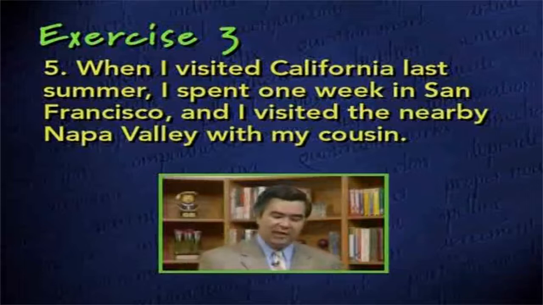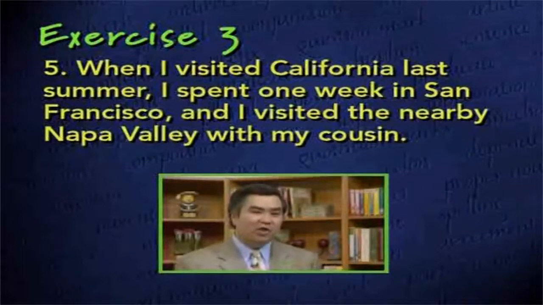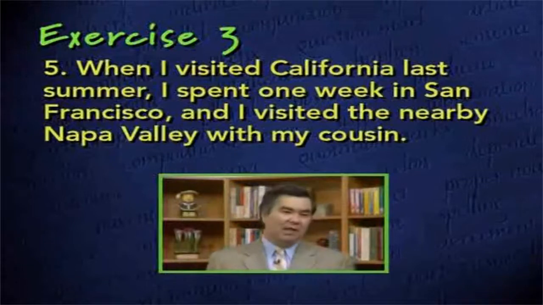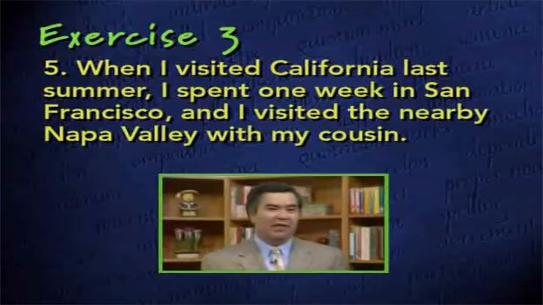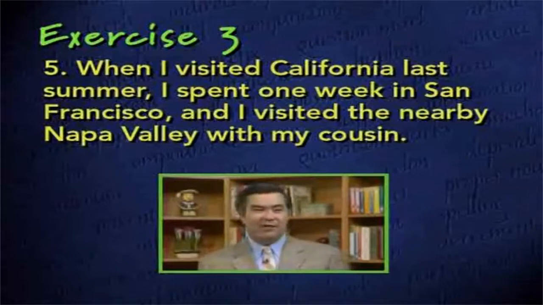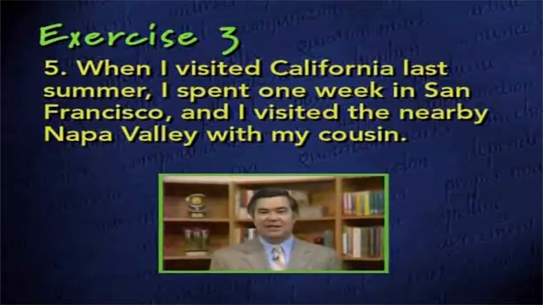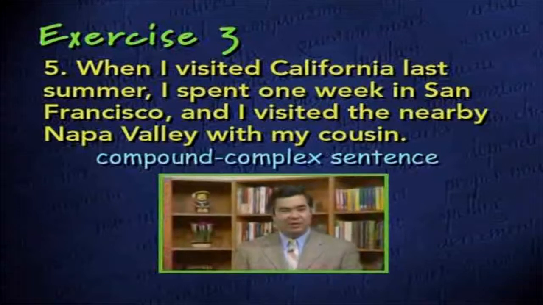The next clause reads, I spent 1 week in San Francisco. This is an independent clause. It could stand alone as a sentence. The last clause reads, I visited the nearby Napa Valley with my cousin. Again, it's another independent clause, and it could also stand alone as a sentence. So in this case, we have a subordinate clause followed by 2 independent clauses. What kind of sentence does this make? A compound-complex sentence.